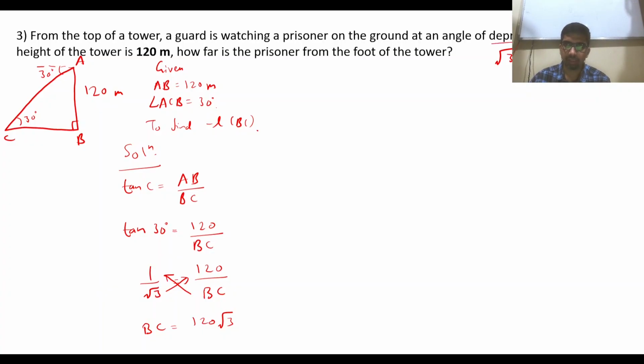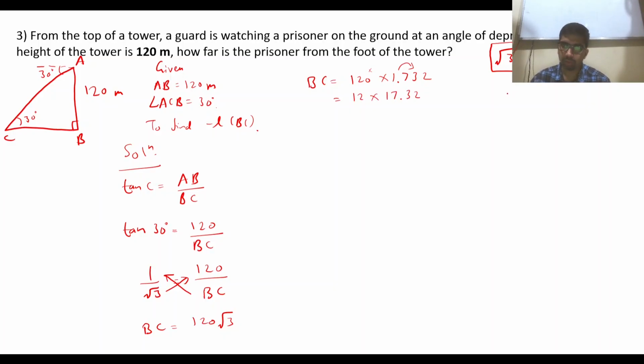This you have to remember. This value is to be learned. Learn this value: root 3 is 1.732. So BC is 120 into 1.732. I'll tell you one technique to solve this quickly. Whenever a number has 0 at the end and there's a decimal number, you can remove this 0 and move the decimal place one step towards the right. So you can write this as 12 into 17.32.